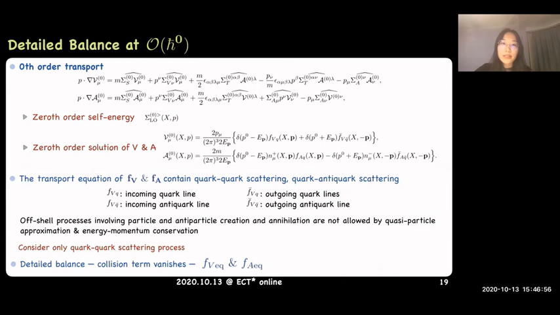And then with the explicit expression of the self-energy, we can substitute it in the zeroth order transport equation, and by the requirement of the conservation of the energy momentum, there are only quark-quark scattering process and quark-anti-quark scattering process. In the following, we're just going to consider the quark-quark scattering process. The detailed balance requires that the collision term vanishes for both the transport equation of the number density and also the vector charge and the axial vector charge.